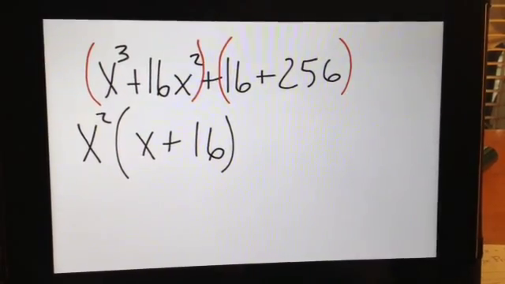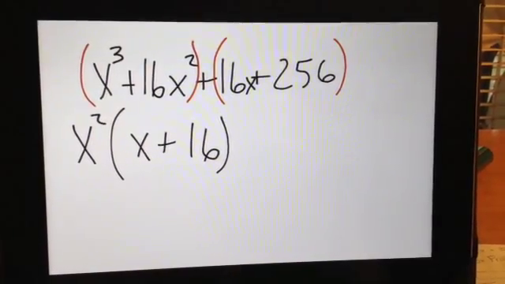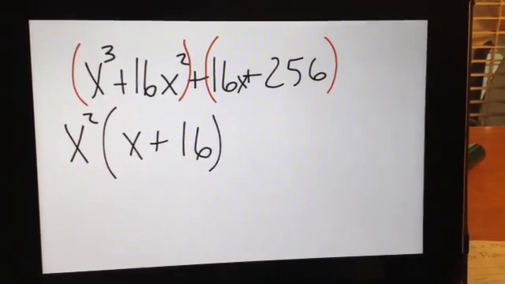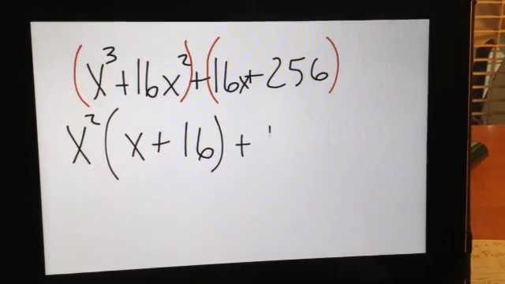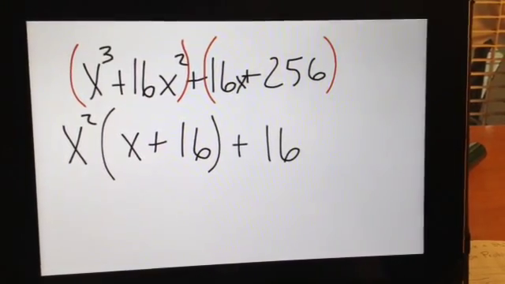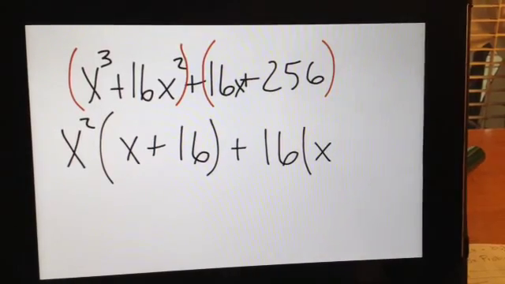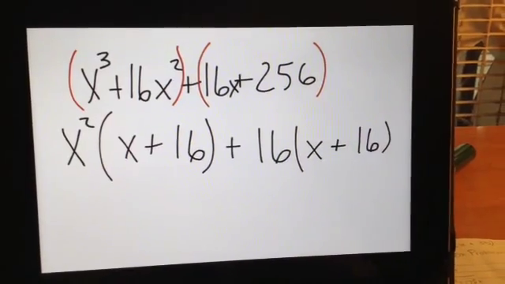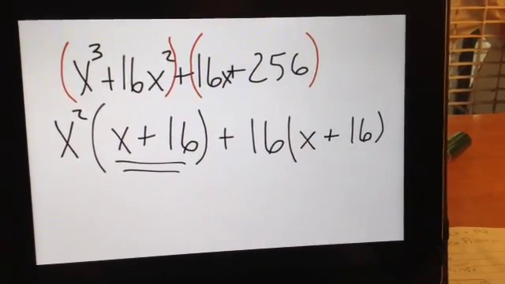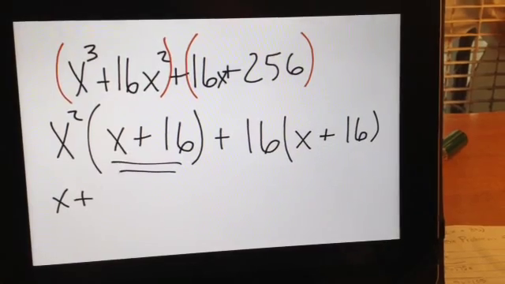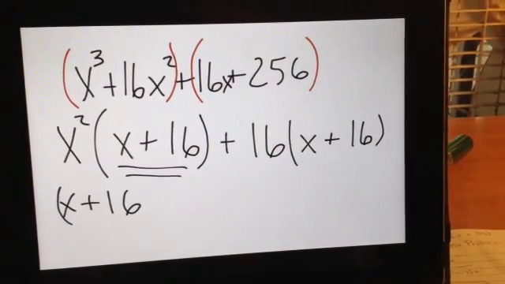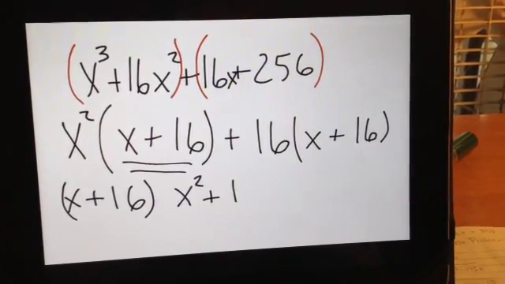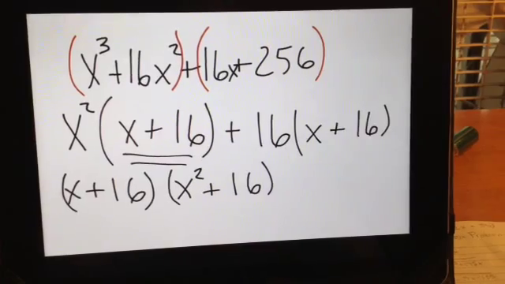Now we have to find the greatest common factor in this one, which is 16. So we're going to have 16 and then have x plus 16 left over. So now we're going to factor out the x plus 16. So we're going to have x plus 16 on the outside, and then the x squared plus 16 after that.